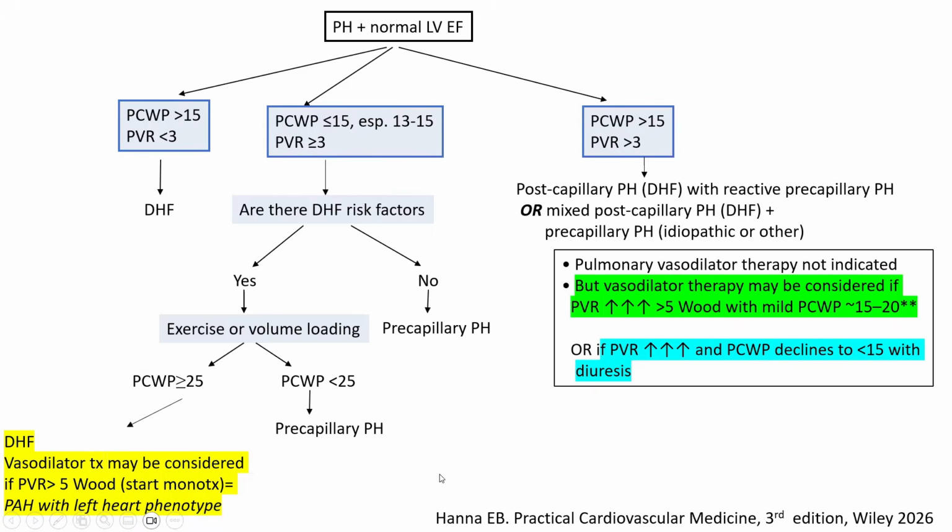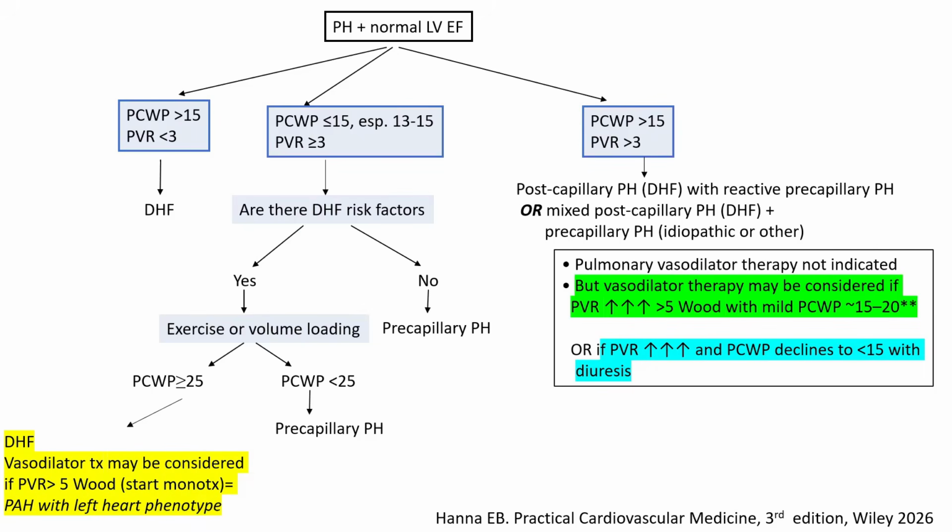And by the way, another entity where ESC guidelines recommend vasodilator monotherapy as a start is those patients with PAH and cardiopulmonary phenotype, meaning those patients with severe PVR elevation who also have significant lung disease. We know that significant lung disease, even if severe, should not cause by itself severe PAH.